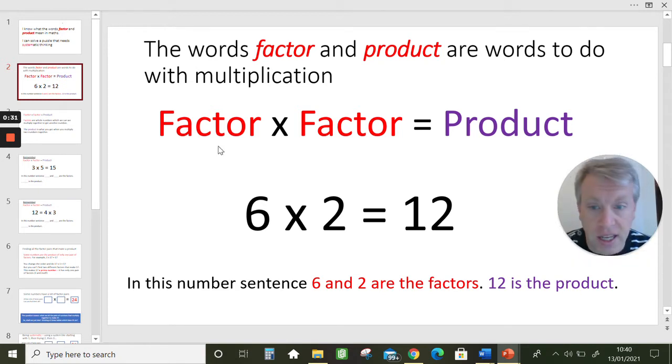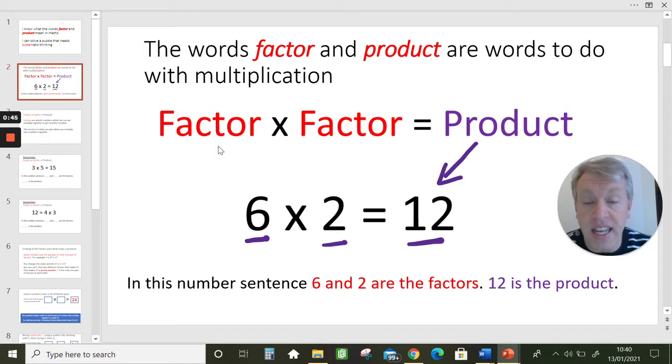Let's have a look at this example. We've got 6 times 2 equals 12. Well, actually here, the product is 12. The factors are 6 and 2. In this number sentence, 6 and 2 are the factors and 12 is the product.